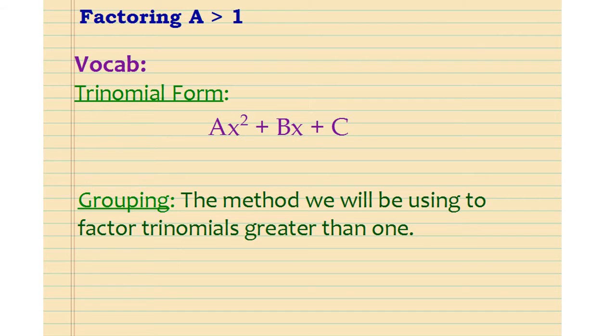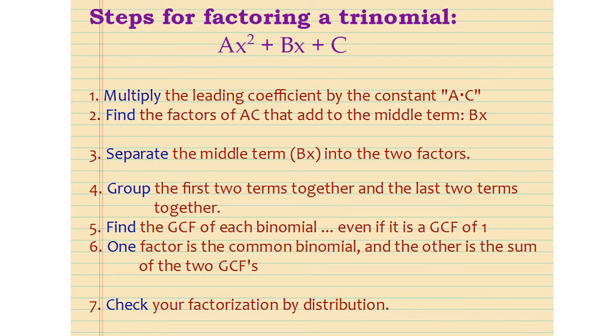Here's our vocabulary. In our trinomial, ax squared plus bx plus c, our a value can be a number other than 1. Whenever we have a trinomial where a is not equal to 1, we can use the grouping method. Here are our steps for factoring a trinomial where we have ax squared plus bx plus c.